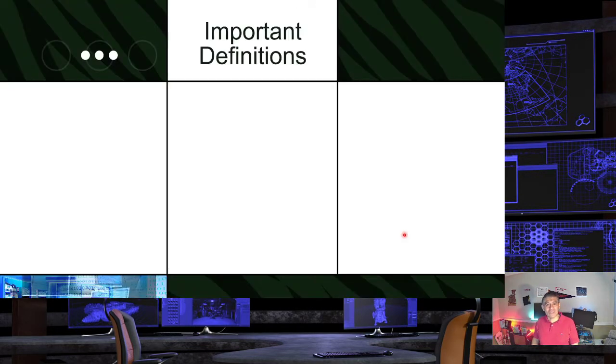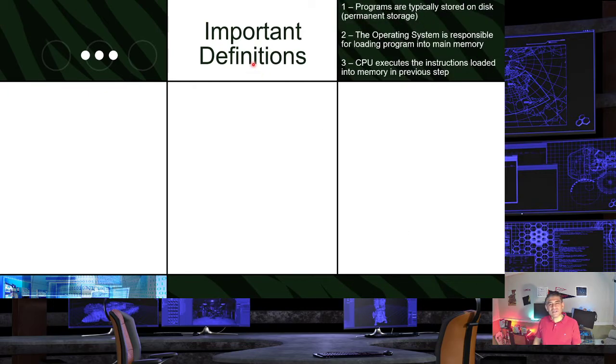paged memory allocation system. Before we get into the important definitions, we need to understand how processes and jobs are handled by the computer system at a very, very high level. We need to understand that programs are typically stored on disk, which is the permanent storage component of your computer system. From there, the operating system is responsible for loading the programs into main memory. Finally, the CPU executes the instructions loaded into memory in the previous step.